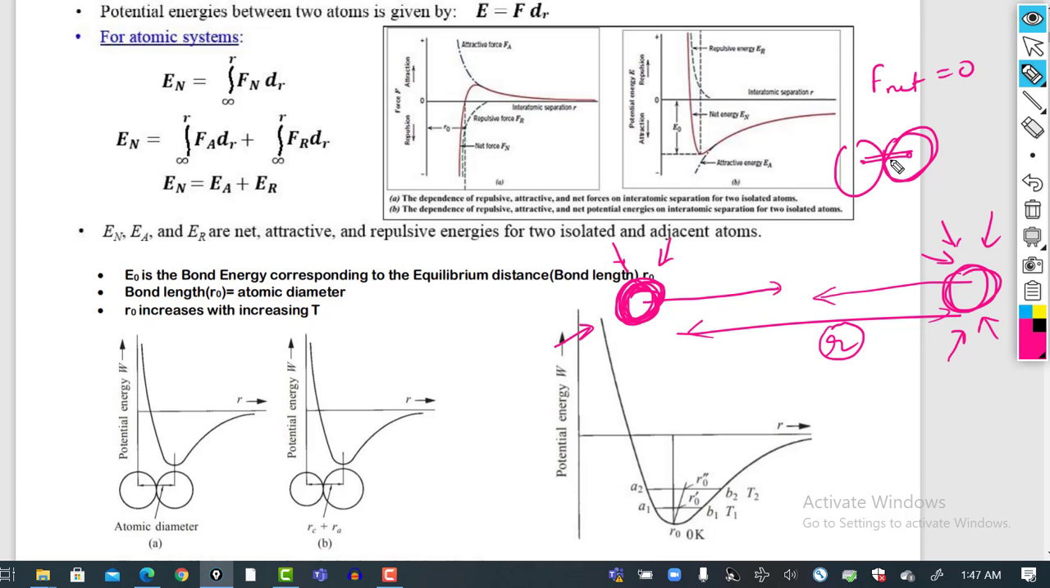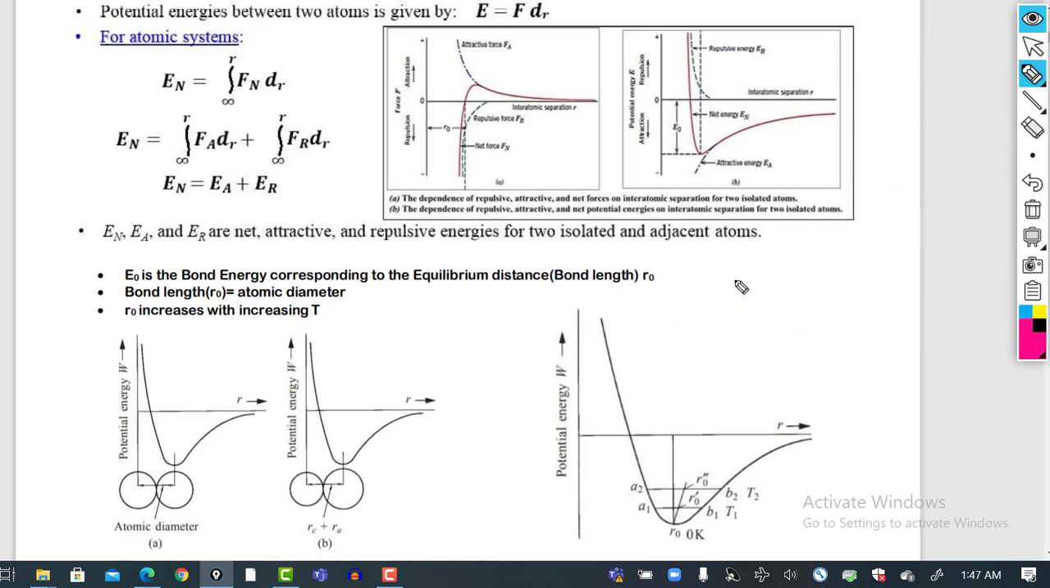And this equilibrium condition is going to give you the bonding situation, and the distance between them is going to give you the bond length, that is R naught, where F net is 0. So this bond length is asked in that question, in GATE 2019 question. So let me introduce you the forces which are acting between these two atoms.